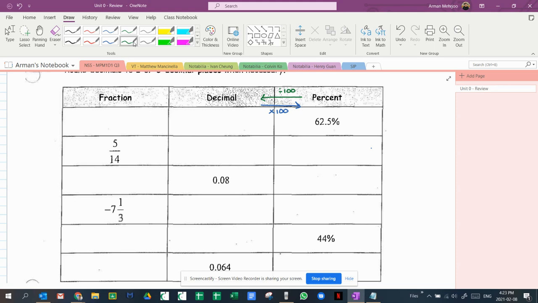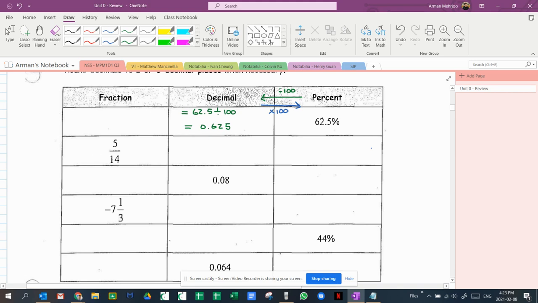Okay, we're given 62.5%. I want to come up with it as a decimal. So what I have to do is divide by 100. If you divide by 100 and punch that in your calculator, you'll get 0.625. How do I write this as a fraction?